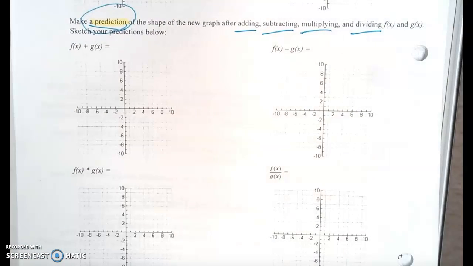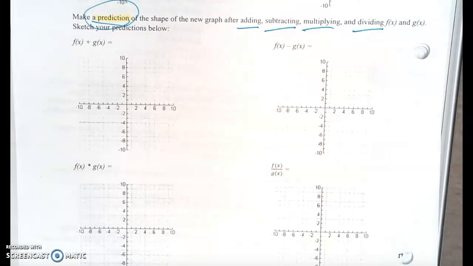Then, at the bottom, you're going to make a prediction of the shape of the new graph. The first one is adding. The second one is subtracting. The third one is multiplying. And the fourth one is dividing. Is it okay if your prediction is not correct? Yes, it's just your educated guess. Okay? So if you get it perfect, great. If your guess is way off, it's okay too. Okay? So this is just your prediction right here.